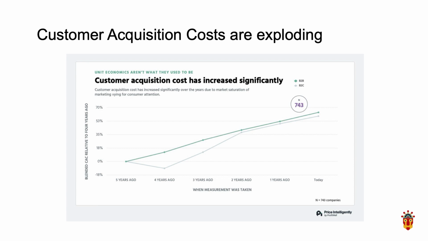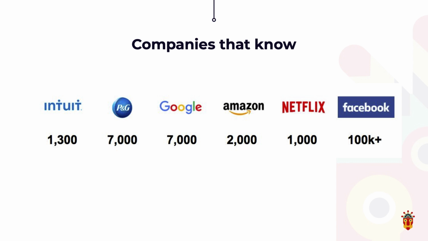Last but not least, this is a study that was done by Price Intelligently on 743 different companies. And basically, what the results are telling us is that customer acquisition cost has increased significantly over the years due to market saturation of marketing, vying for consumer attention. Again, all the businesses are competing for our attention. The only way for us to stand out is by experimenting fast, gathering that data, and moving forward to the next experiments. And this is exactly what the big companies do nowadays.